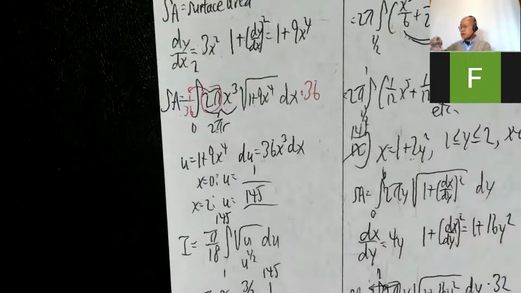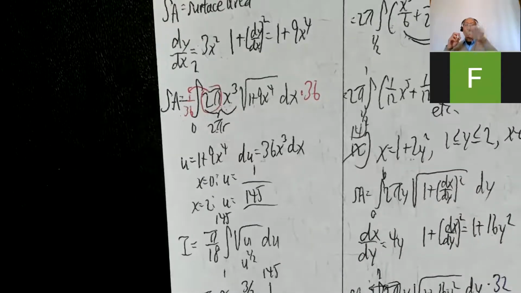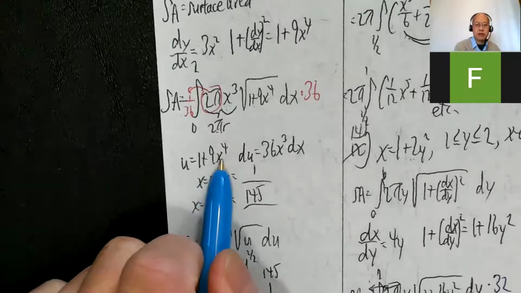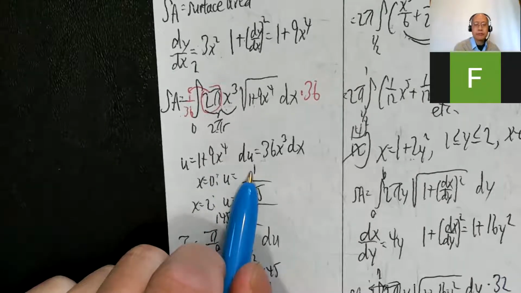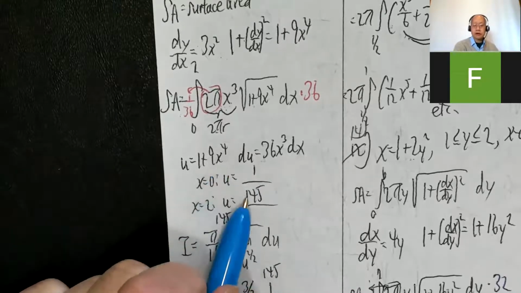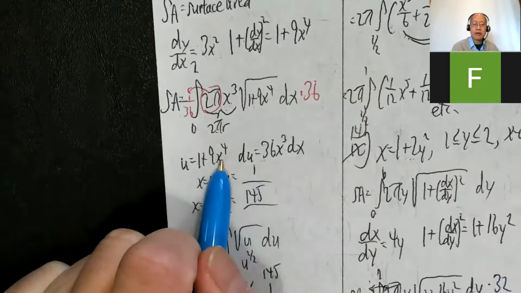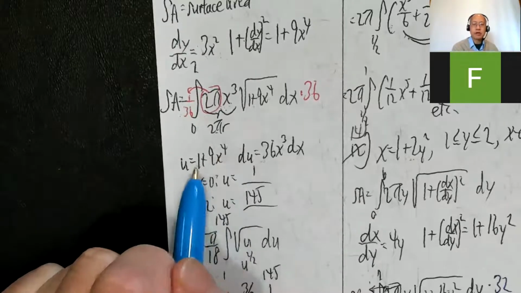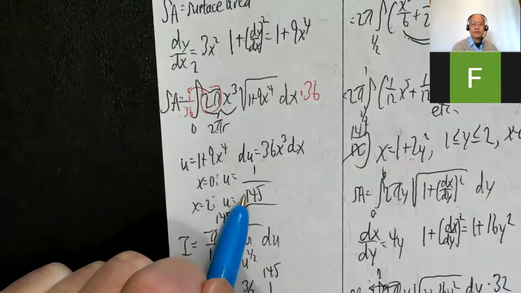What happens to u, right? Plug in x equals 0, u equals 1. Plug in 2, well, 145. 2 to the 4th power is 16. 9 times 16 is 144, plus 1 is 145.